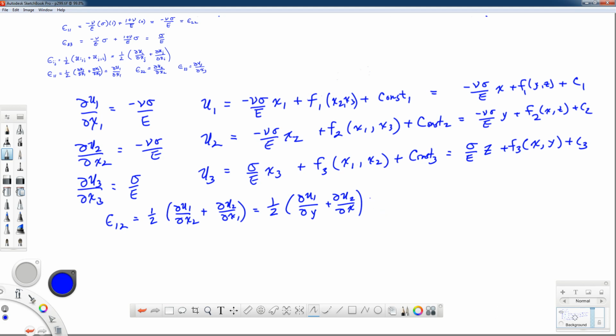Now there is zero shearing strain in this coordinate system for an isotropic material, so we know that's going to be equal to 0. And so if we get rid of the half, we're going to want to find the partial of u1 with respect to y. Right, so now I'm going to take a look at this second equation, look at the first equation here, and take a partial derivative of that with respect to y. I'm going to have 0 contribution from the term with the x in it. I'm going to get no contribution from the constant, but here I could have a partial derivative of f1, which is a function of y and z, with respect to y.